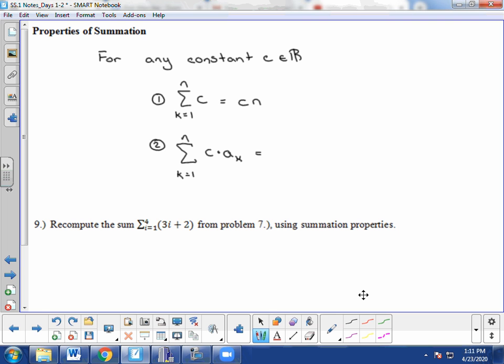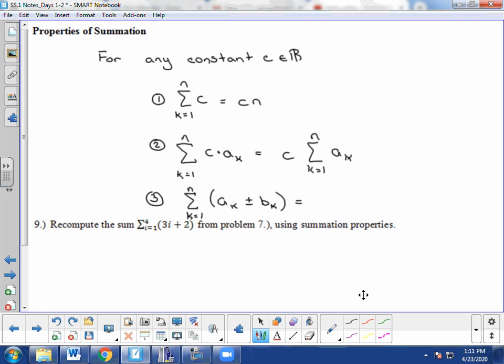What I can do is take the summation of a sub k first. I can do the summation part first, and then I can multiply by c. And then let's say I have another summation. This one starts again at 1, and let's say it goes on to n. And let's say there are 2 parts to this summation. There's an a sub k, and it's either plus or minus b sub k.